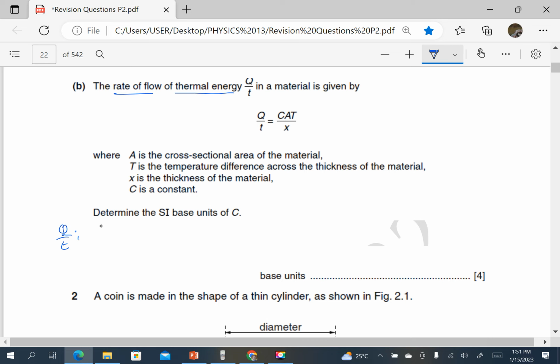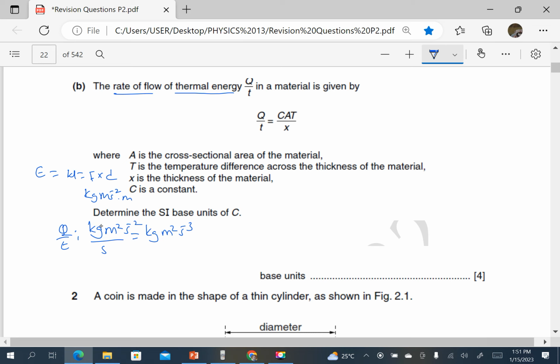Q over T is energy, which we know is work done, force times distance. So energy is kilogram meters squared per second squared. You can find that energy, that is work done, which is force times distance. Force is kilogram meters per second squared times meters. So that is kilogram meters squared per second squared divided by time, which is seconds. So this rate is kilogram meters squared per second cubed, that is Q over T.